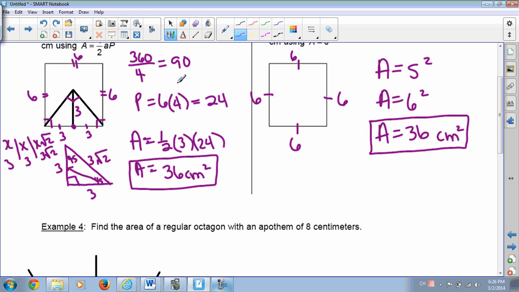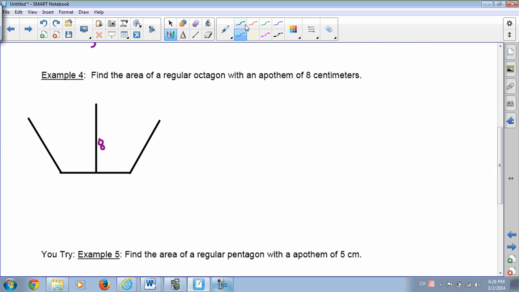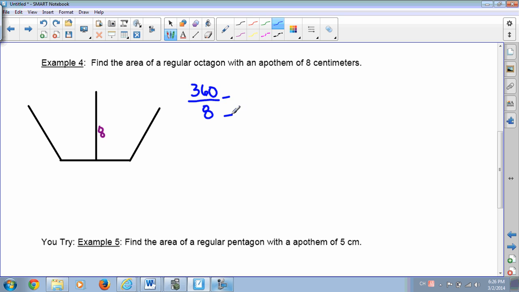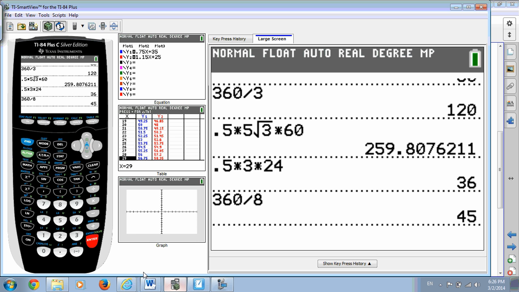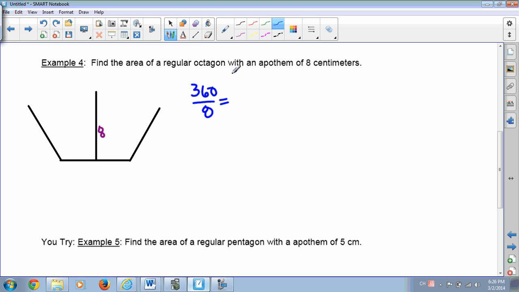Okay, so from this point, remember up here when we had this situation, we found the apothem, the first thing we did after that was find the central angle. So we need to do that here as well. The central angle, again, is 360 divided by how many sides there are, which are 8 sides, because an octagon has 8 sides. So 360 divided by 8 is 45. So the central angle of an octagon is 45 degrees.